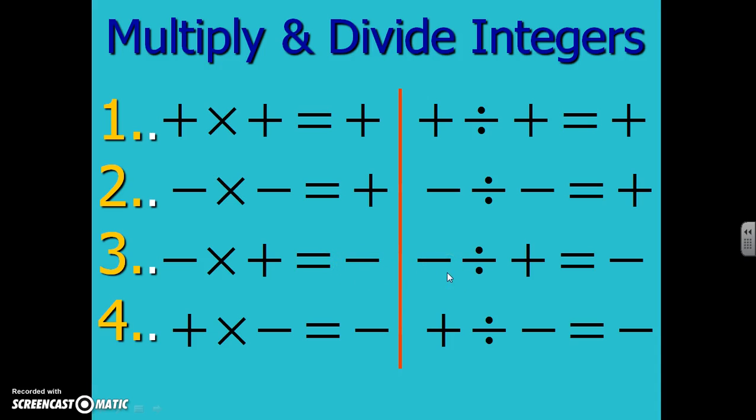When you divide a negative number by a positive, the quotient is negative. When you multiply a positive and a negative, the product is negative. When you divide a positive and a negative, the quotient is negative.